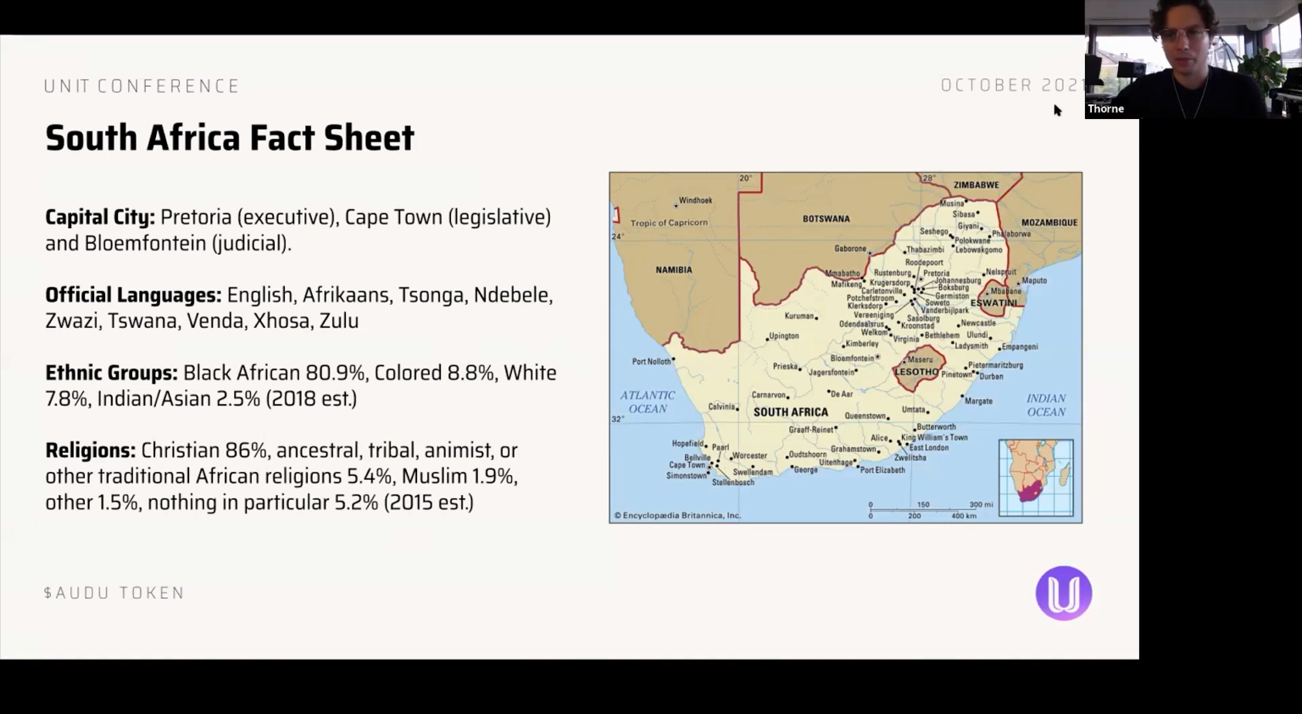And then briefly looking at the map here as well, you'll basically see what I was talking about with regards to names. So you've got Kimberley, you've got Pretoria, Worcester, which are all these British names, and then you've got other things going on here, like Bloemfontein, which carry more of a Dutch aspect to it as well. So official languages: English, Afrikaans, Tonga, Ndebele, Swazi, Tswana, Venda, and Xhosa and Zulu.